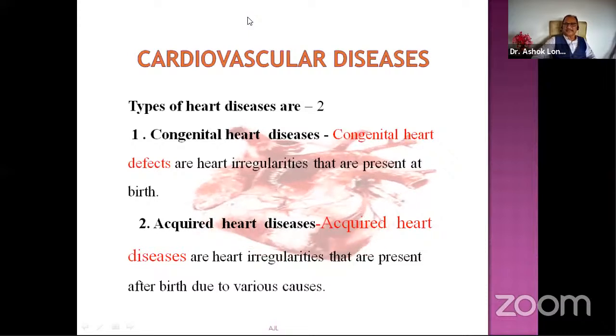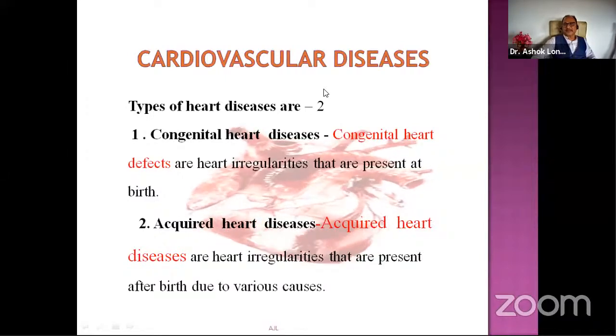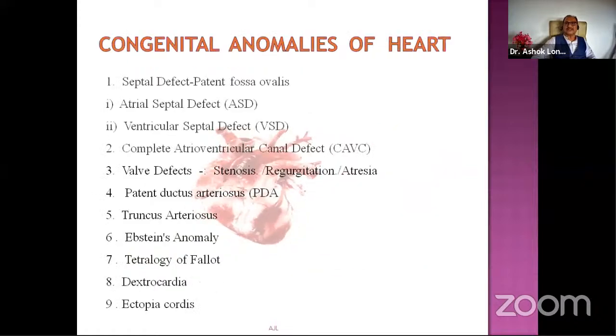Acquired heart disease refers to irregularities that are present after birth. They are due to very different reasons. One of the reasons right now is corona, which also affects the heart. Now let us come to the congenital anomalies of the heart.